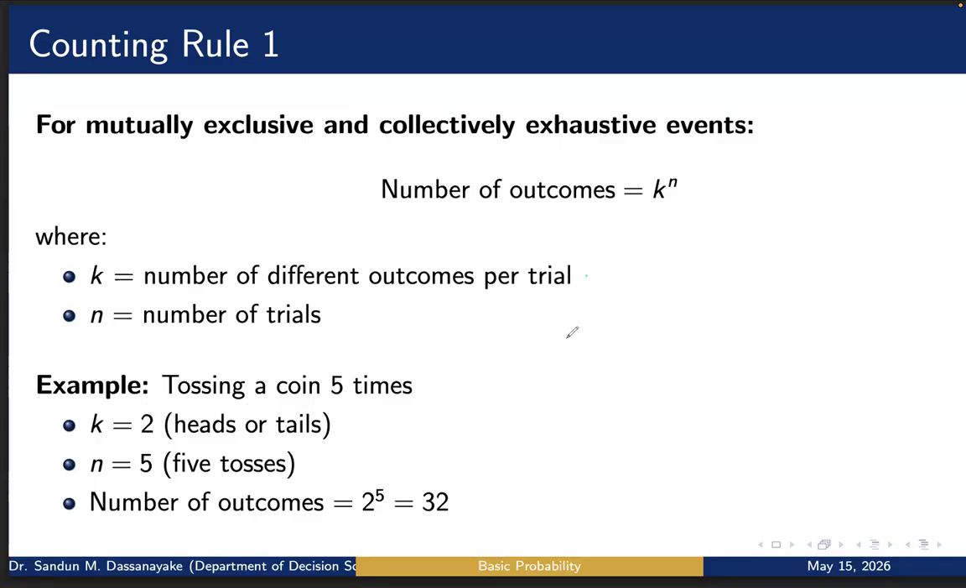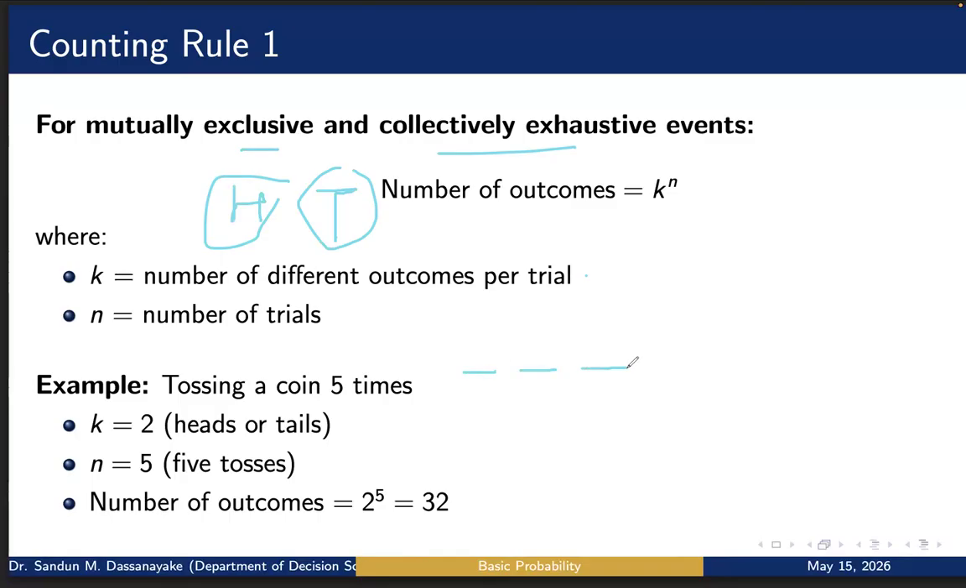You have the tossing of a coin, right? Mutually exclusive and collectively exhaustive, because you can have head or tail. These are the only two outcomes that you can have, and they are independent. They don't have any interaction, like getting a head doesn't mean that you get a tail next. So they are independent.